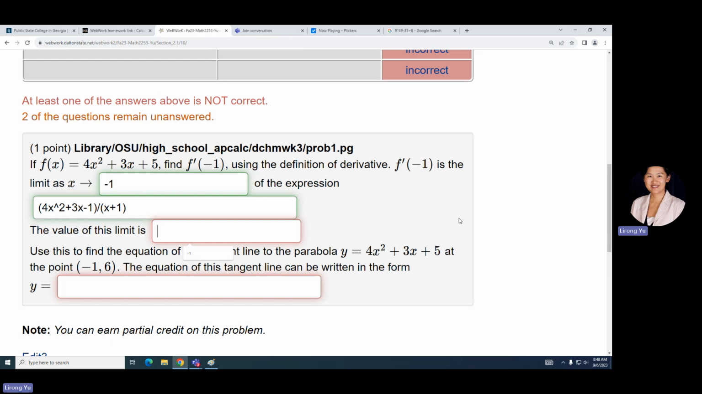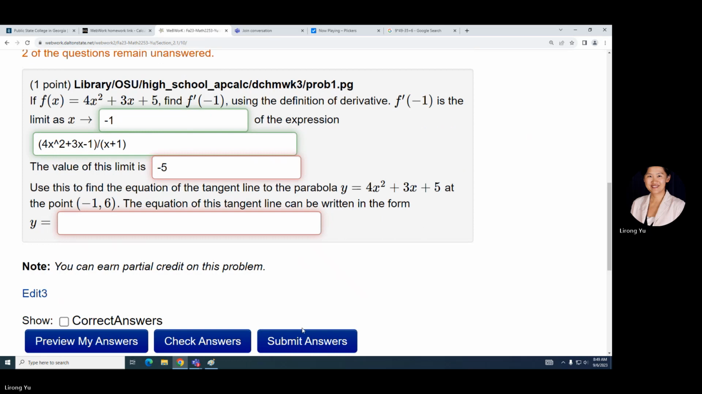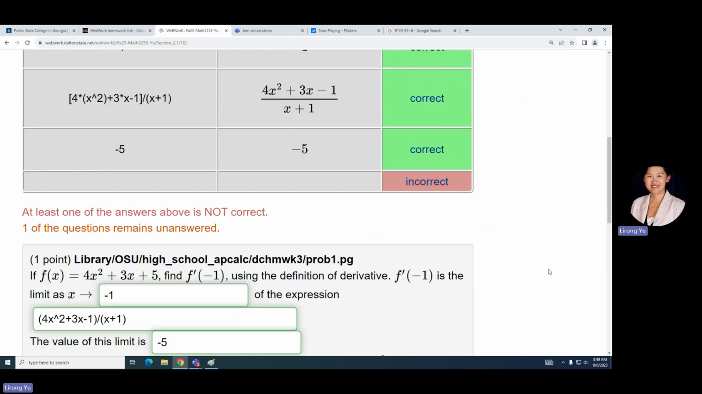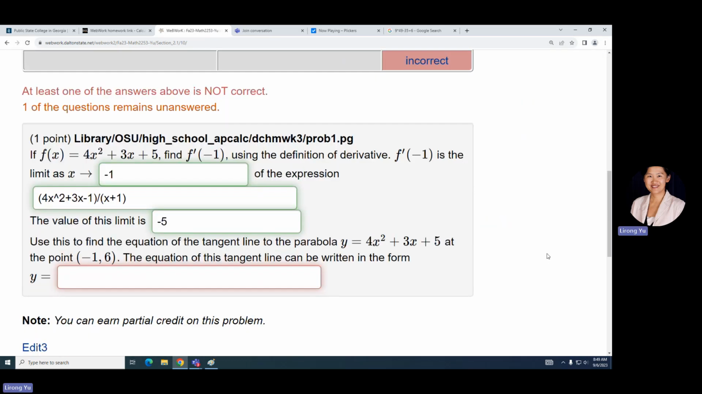This cancels, so this becomes the limit of 4x minus 1, x approaching -1. Because the common factor is canceled, we have 4 times -1 is -4, minus 1 is -5. That is the derivative. So -5 is the slope of the tangent line. We'll write that the value of the limit is -5. That's right. All right, there's one last thing.